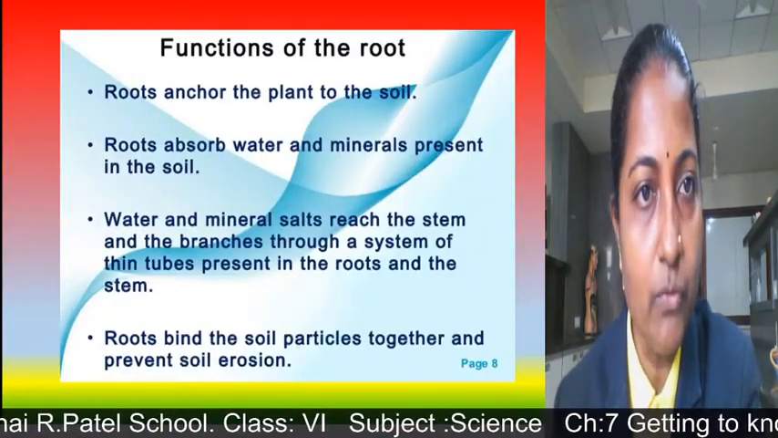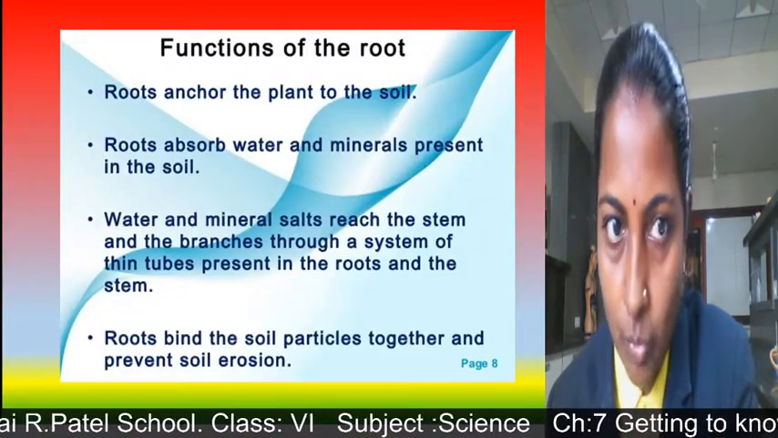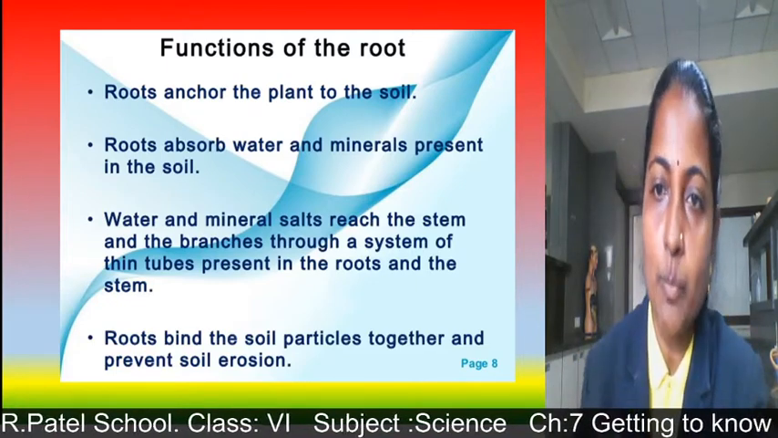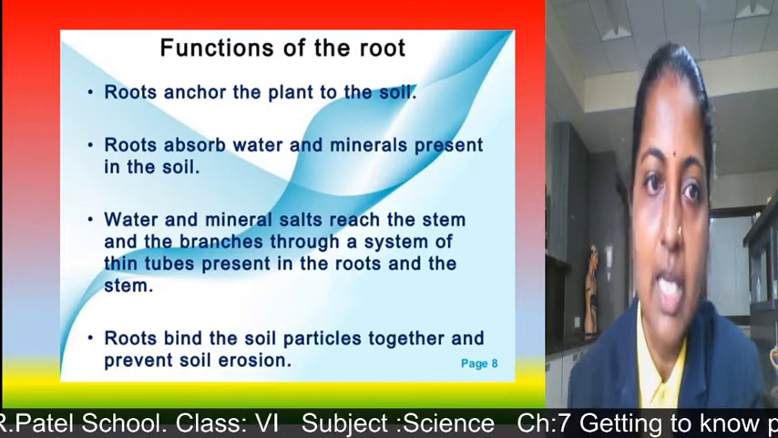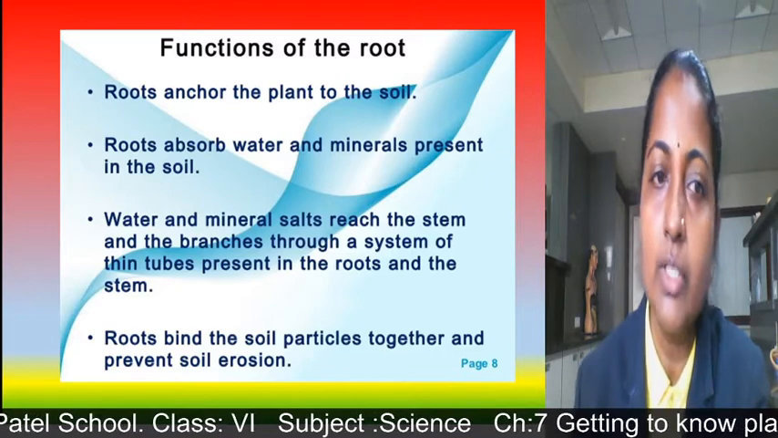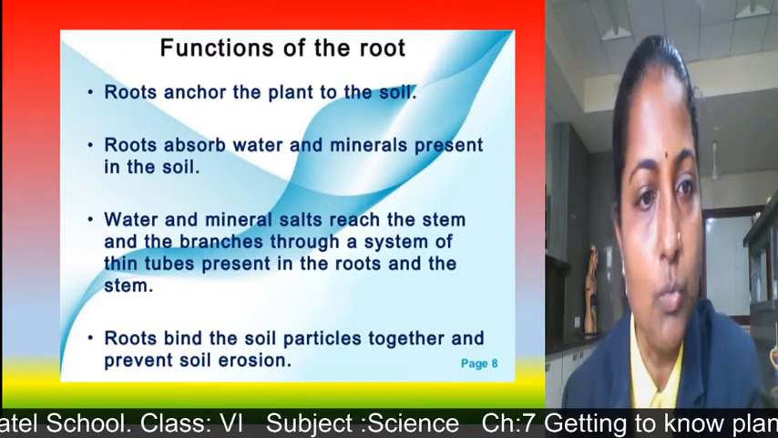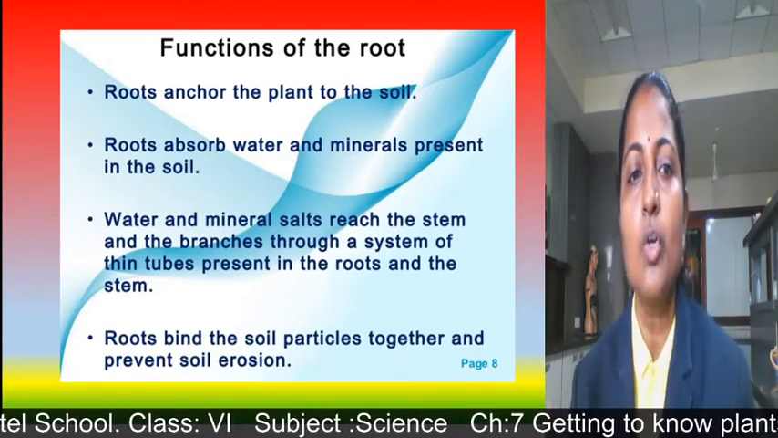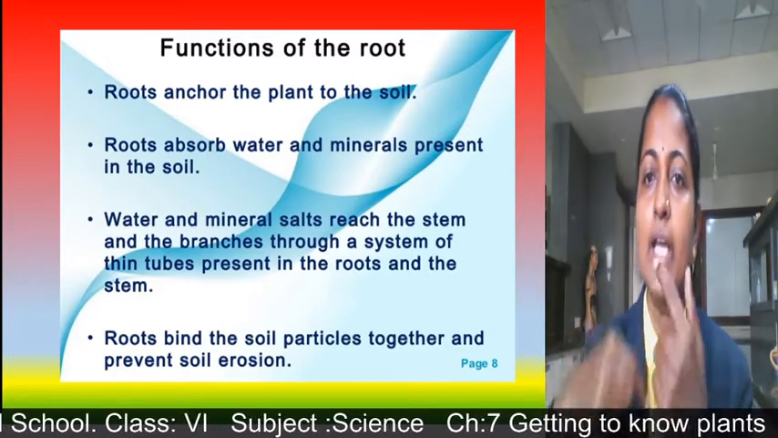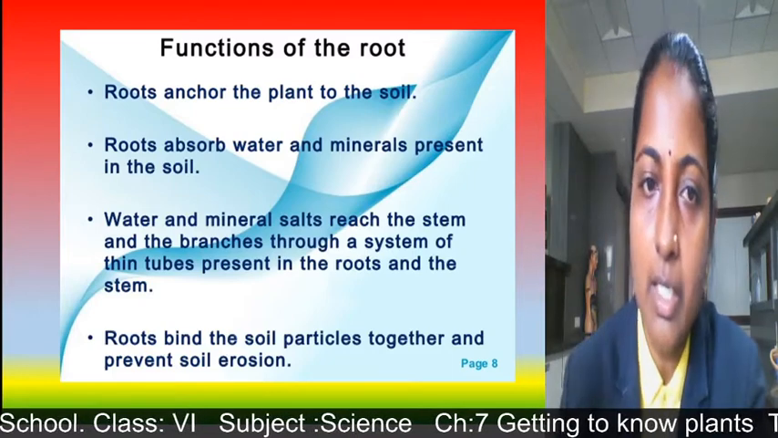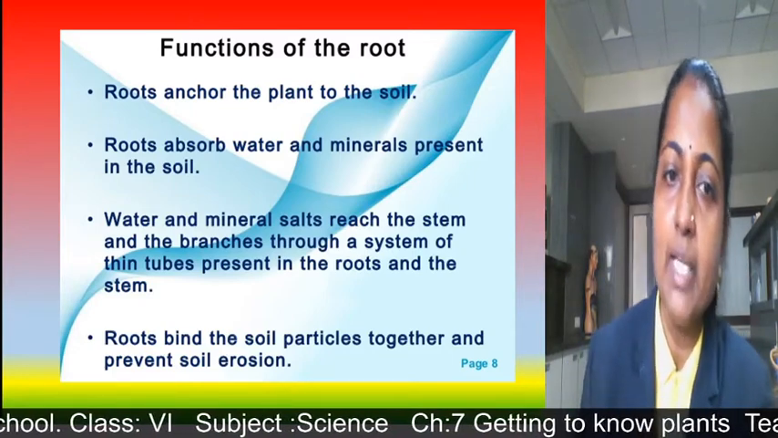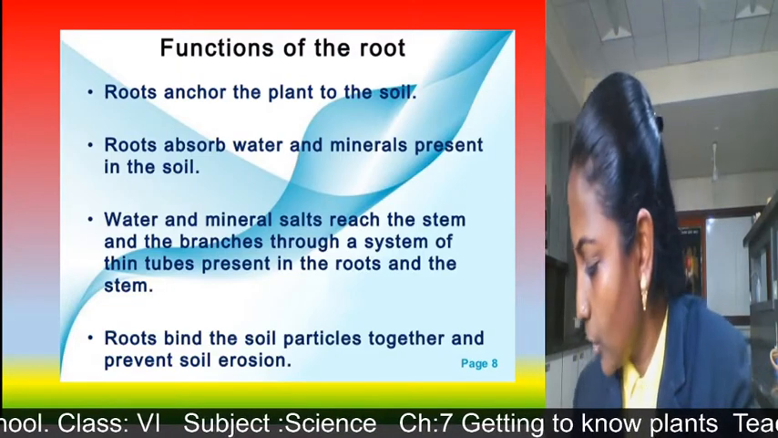We will see functions of the roots. Root anchors the plant to the soil. Root absorbs water and minerals present in the soil. Water and mineral salt reach the stem and branches through a system of thin tubes present in the roots and the stem. Means in the root or in the stem, very thin tubes are present. With the help of that, the water or minerals are transported from one part to the other part of a plant. And root binds the soil particles together and prevents soil erosion.